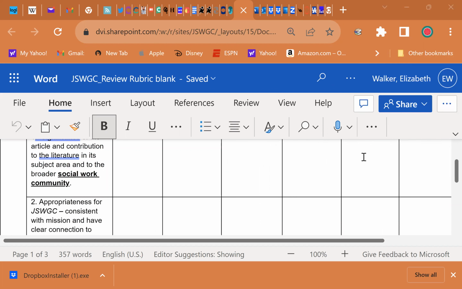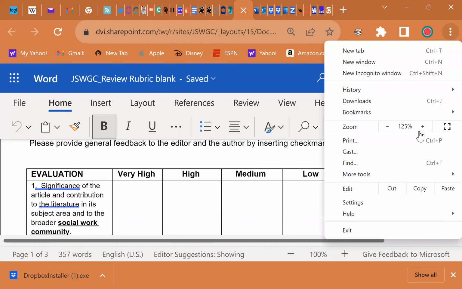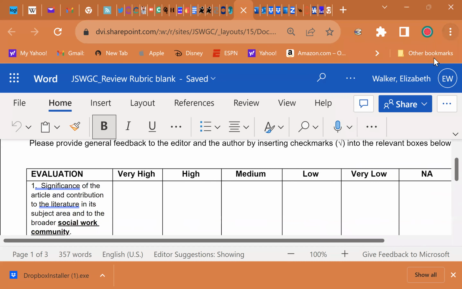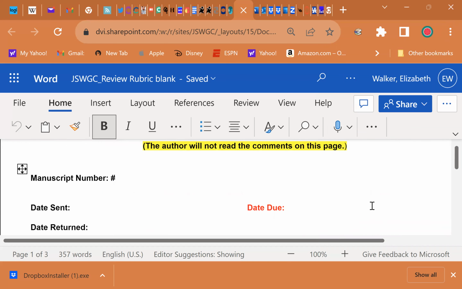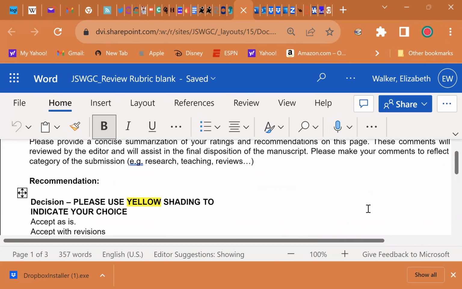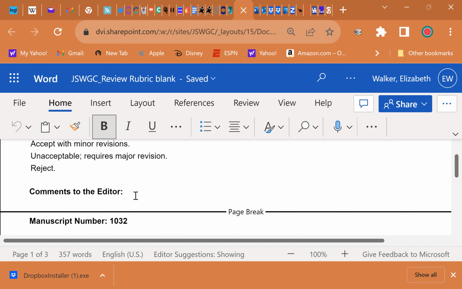While the rubric's being pulled up, once again, you will see the number of the article and you'll see the name of the article. So here is the part that Diane was talking about earlier. Please use yellow shading right here. Can you see where it says decision? Because I can't see what you see. Yeah, we got it. Okay, so yellow shading to choose one of these. And then type in your comments.